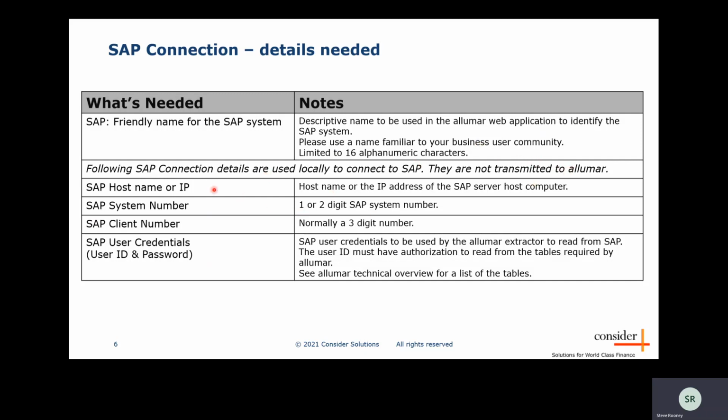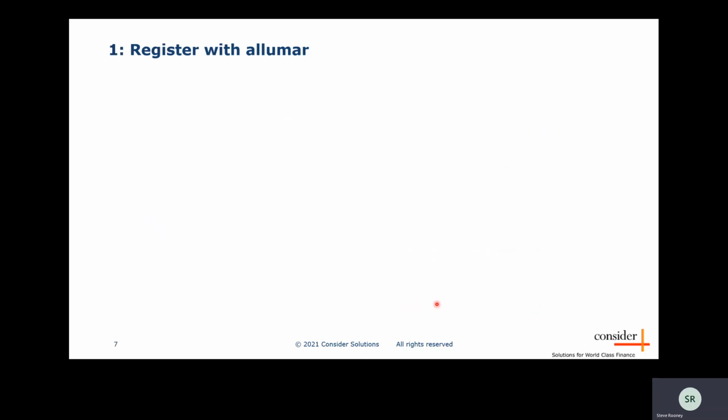You need the SAP host name or IP address, the system number and client number, and the user credentials to be used by the allumar extractor to read from SAP. So the user ID must have authorization to read from the tables required by allumar. And a full list of tables is in the allumar technical overview.